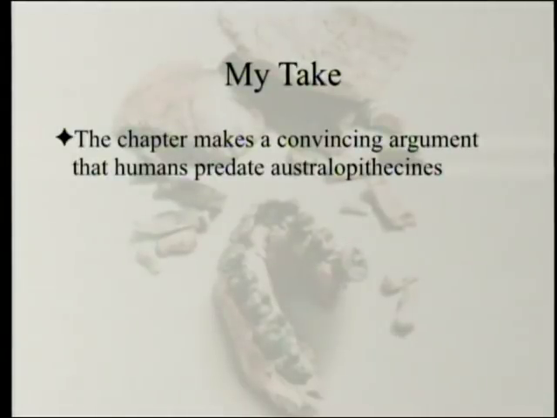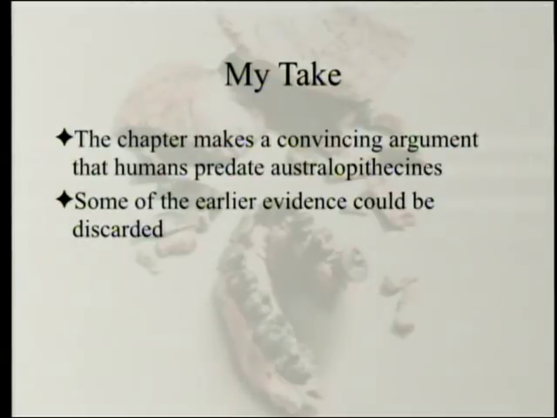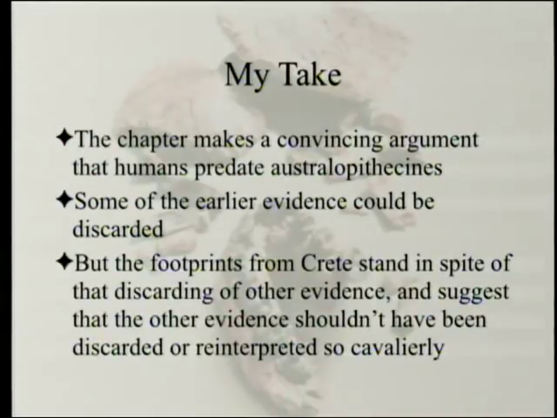My take: the chapter makes a convincing argument that humans predate Australopithecines. Some of the early evidence could be discarded, or reworked or something, but the footprints from Crete stand in spite of the discarding of any other evidence, and suggest that the other evidence shouldn't have been discarded or reinterpreted so cavalierly.